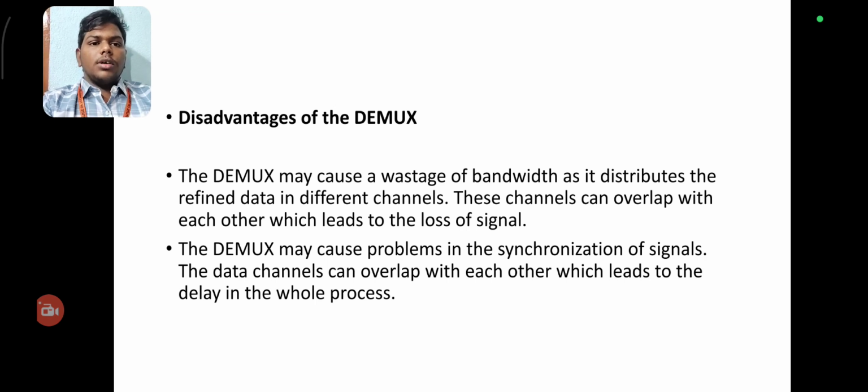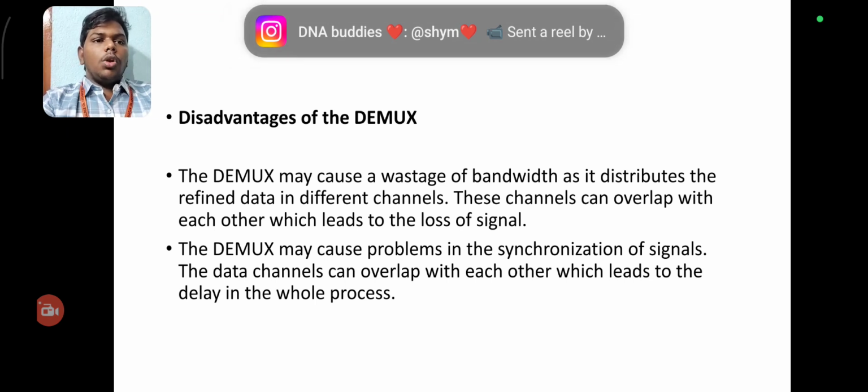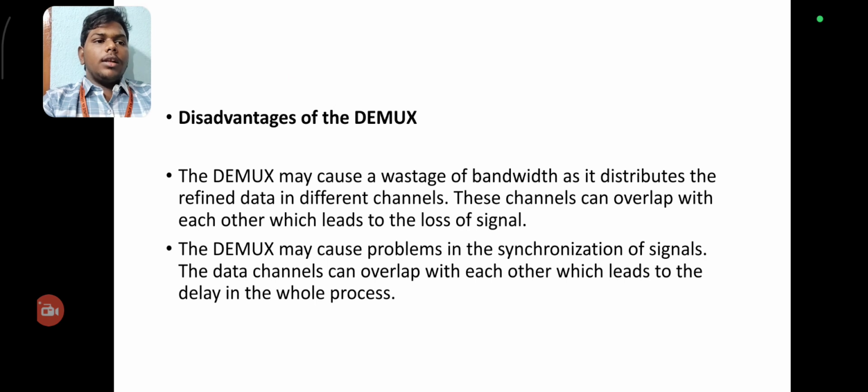Disadvantages of the demultiplexer. It may cause a wastage of bandwidth as it distributes the defined data in different channels. These channels can overlap with each other, which leads to loss of signal. It may cause problems in the synchronization of signals. The data channels can overlap with each other, which leads to a delay in the whole process. So these are the advantages and disadvantages of the demultiplexer.